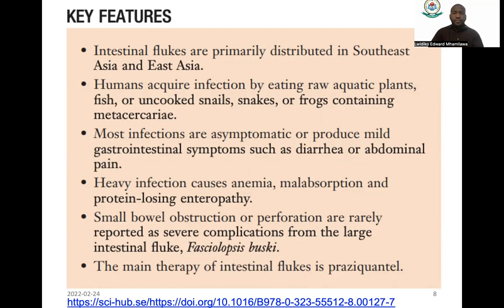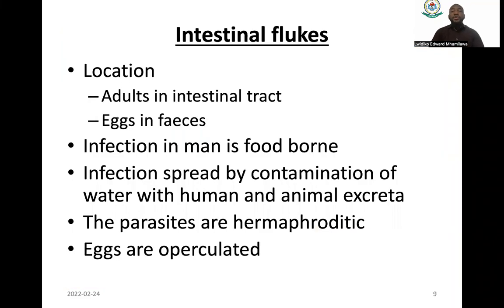And the main therapy for these intestinal flukes is praziquantel. So this slide will summarize everything you need to know about the intestinal flukes, but we'll get into details one by one as we go. So again, the intestinal flukes in general are found as adults in the intestinal tract, and the eggs of these intestinal flukes are found in feces. The infection in man is usually foodborne, and the infection is spread by contamination of water with human and animal excreta.